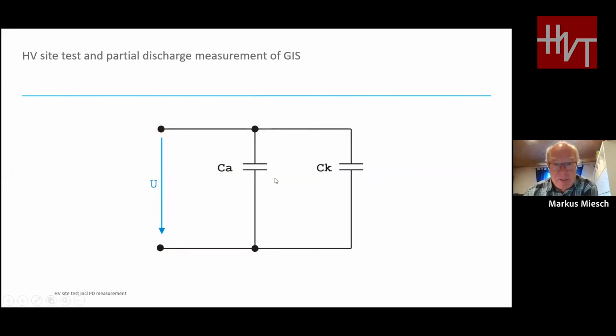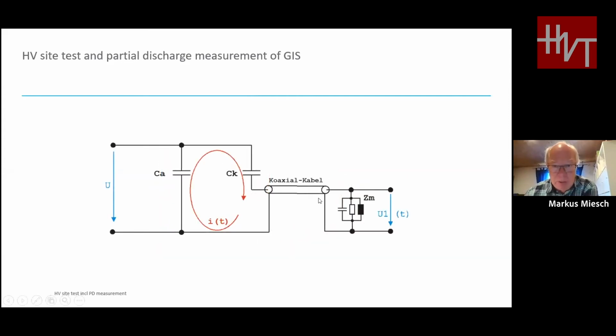Here is the principal circuit with the capacity of the GIS, and here the coupling capacity. In case of a partial discharge, just a part of the GIS capacitor is shorted here, and this creates a current in this loop.